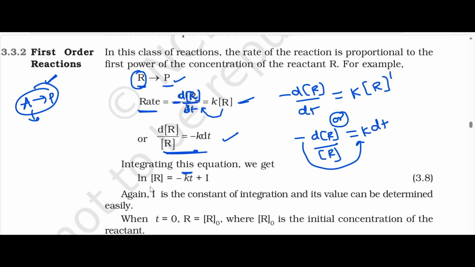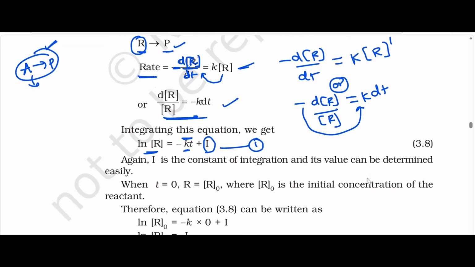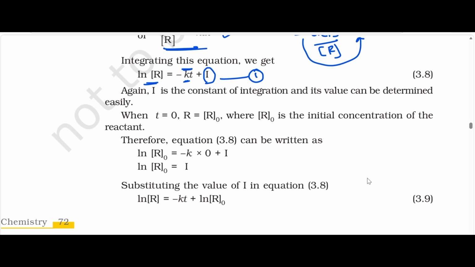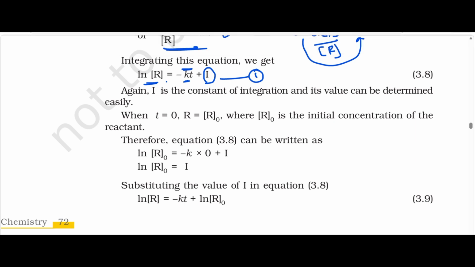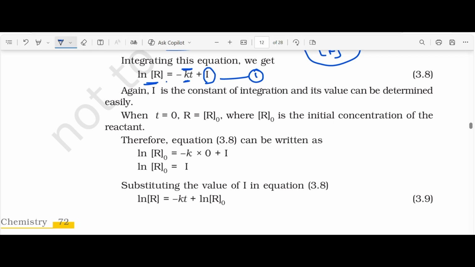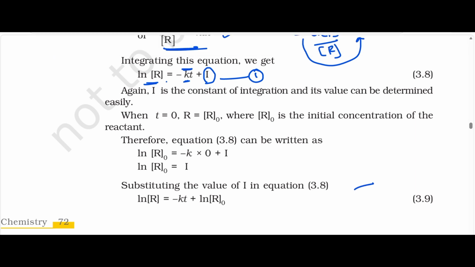Now upon integrating this equation, we know what will happen. ln R is equal to minus k, which is the constant, times t, since the integration of dt becomes t, and the integration constant, which in my derivation I indicated with c, here they have given with the letter I. So upon integrating, we have got an equation which is indicated as equation 1. You can observe here: ln R equal to minus kt plus I. Clear? Minus kt plus I. Here I have assumed this as equation 1.